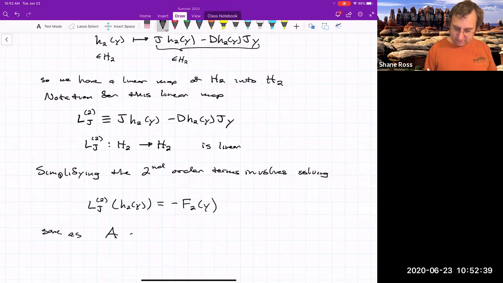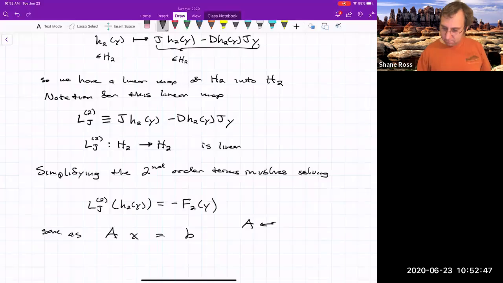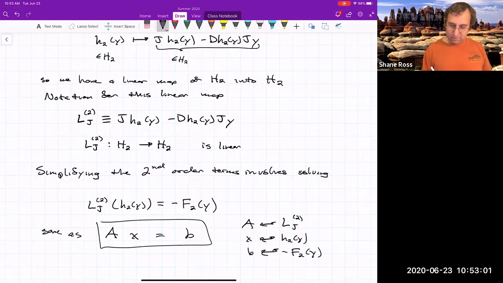Right, same as before: A x equals B, where A is L_J₂, x is H₂y, and B is negative F₂y. Okay, we're trying to solve that.